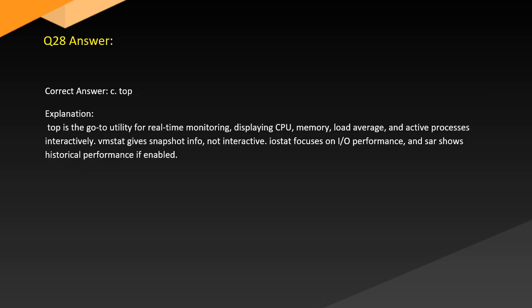Correct answer: C. Top. Explanation: Top is the go-to utility for real-time monitoring, displaying CPU, memory, load average, and active processes interactively. VMstat gives snapshot info, not interactive. IOstat focuses on I/O performance, and SAR shows historical performance if enabled.